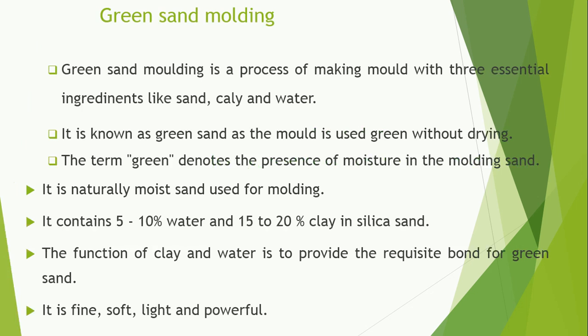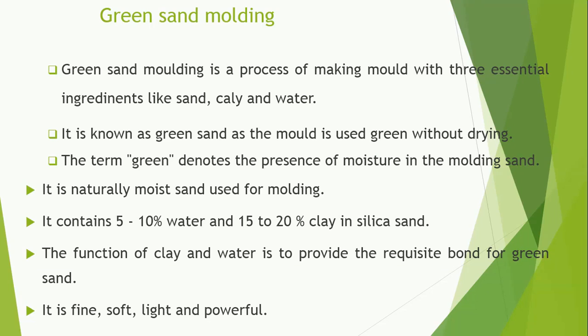Now first is green sand molding. I told you green sand is nothing but sand which contains moisture. Green does not indicate the color of the molding sand. Green indicates the state or condition of the molding sand, that is, if the silica sand contains water particles or moisture, that sand is called green sand. Green sand molding is a process of making a mold with three essential ingredients: sand, clay and water.